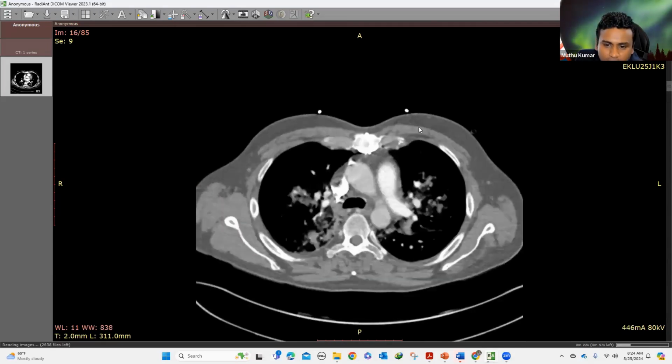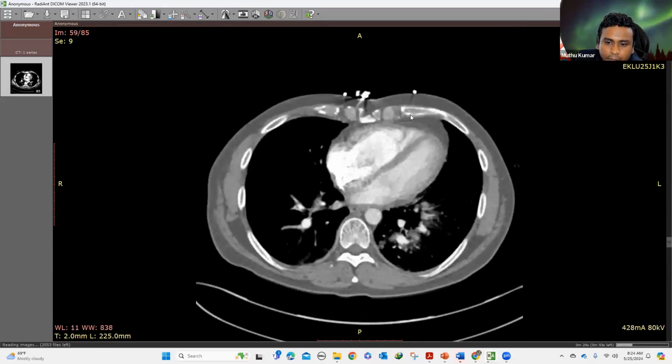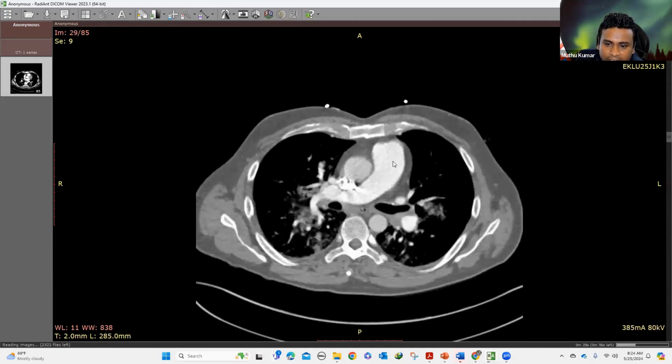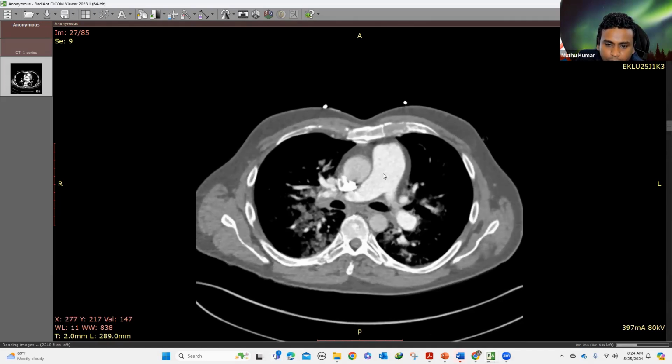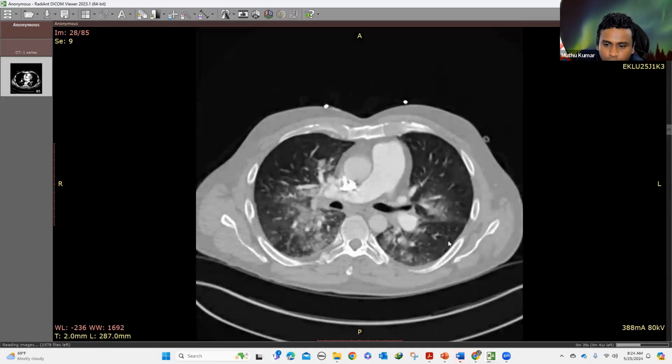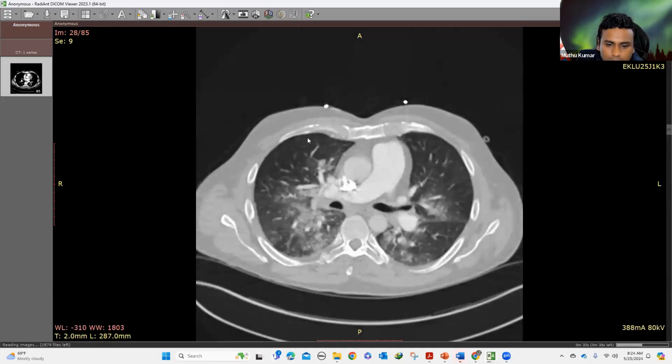This is a patient who has a chronic history of recurrent PEs. He presented to the hospital with dyspnea and fever. I'm just going to scroll through the lung window once.